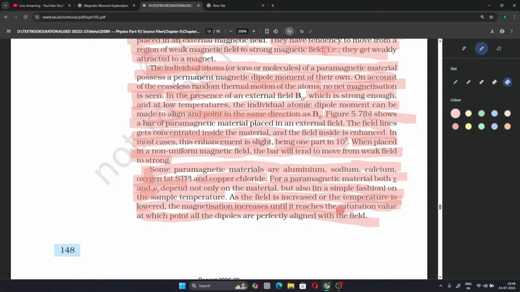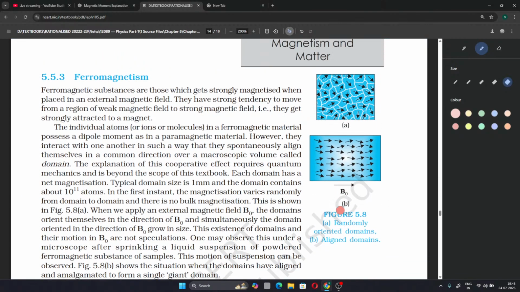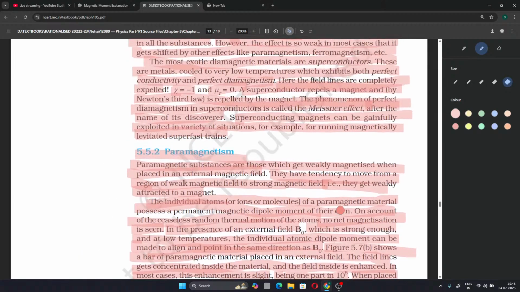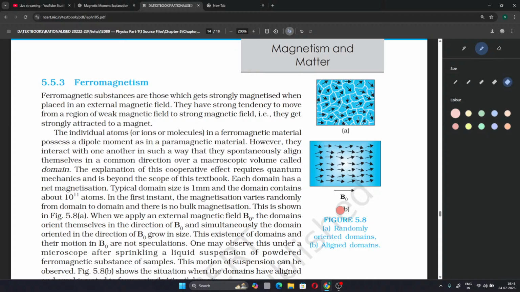Okay, that seems simple. Now let's go to ferromagnetism. Ferromagnets have randomly oriented domains. Okay, we introduce a new term here: domains and aligned domains.